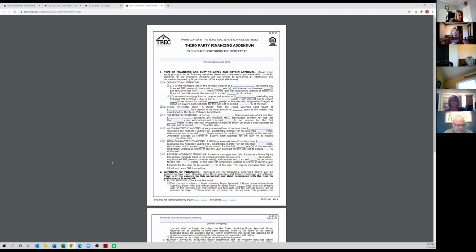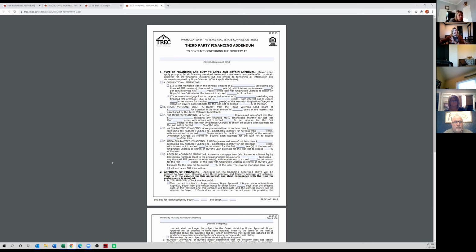It does not say what promptly is, and so based on the timeline in paragraph 2, which we'll get into in just a minute, it could be that they let it run all the way up until the end of that, and then they apply and can't get it and try to terminate the contract. That is okay because TREC has left it so gray.